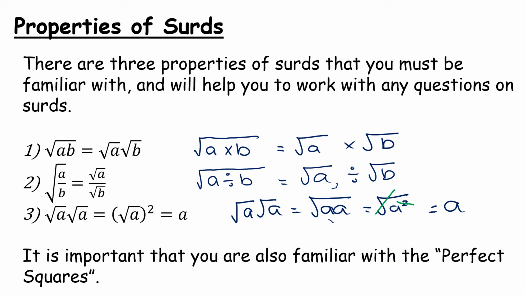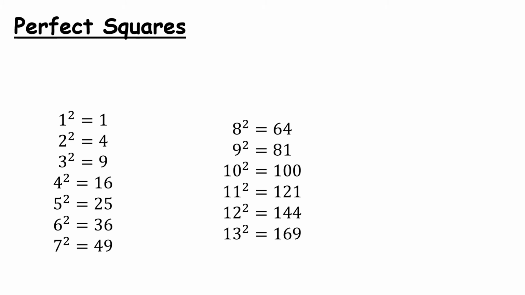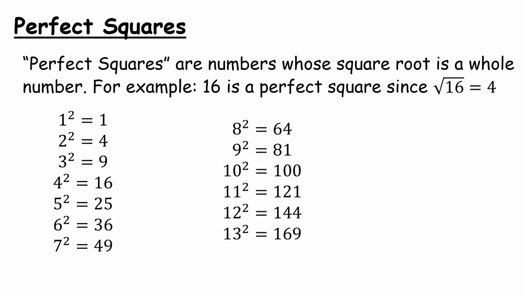So it's also important that you're familiar with the perfect squares. So we would have talked about this when we did our factorization, specifically the difference of two squares. It's also quite important to know when you're talking about squares, we will talk about completing the square in different areas, but what we're talking about then with squares are these numbers here. So 1 is a perfect square, 4, 9, 16. So a perfect square is a number whose square root is a whole number. So for example, 16 is a perfect square since the square root of 16 is 4. So I would definitely make sure that you know all the way up to 169.